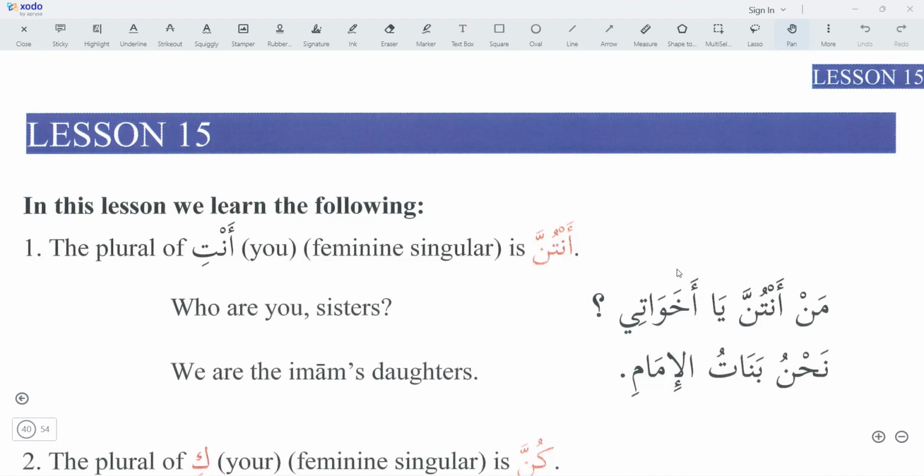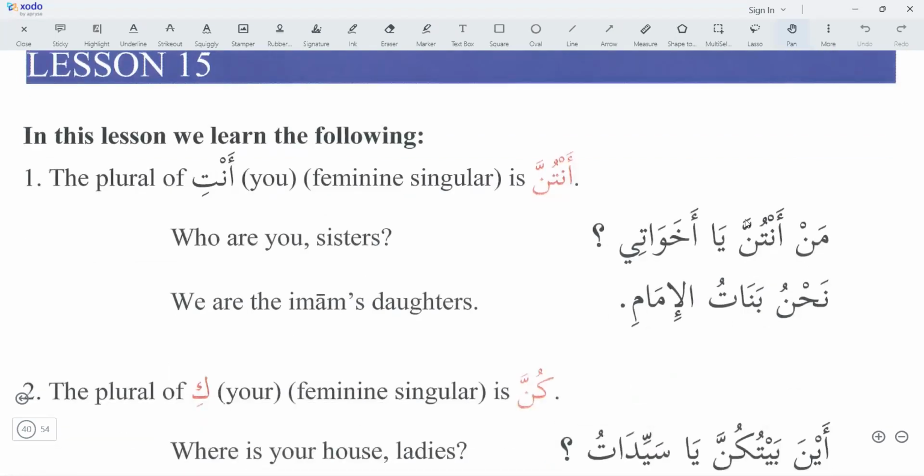Bismillah ir-Rahman ir-Rahim. Today inshallah we will learn lesson number 15 of Durus al-Lughah al-Arabiyyah, Book 1.